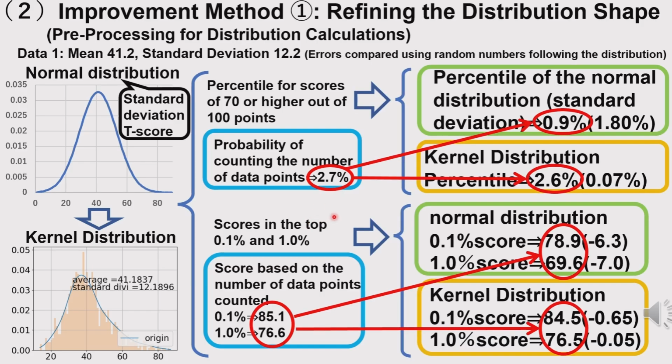Here are the results for the normal distribution and the kernel distribution. This shows the error relative to the true values. The normal distribution has an error that is 1 to 2 orders of magnitude larger than the kernel distribution.